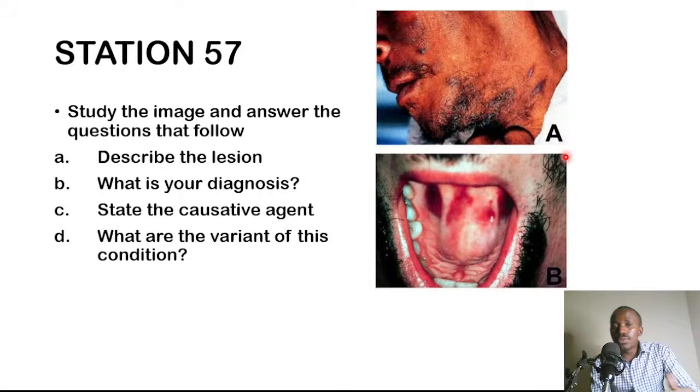Moving on to station 57. So study the image and answer the questions that follow. Describe the lesion. What is your diagnosis? State the causative agent. What are the variants of this clinical condition? Again, this is another thing. If you have seen it before, you have an idea of what it is. If you don't know what it is, then you obviously don't.